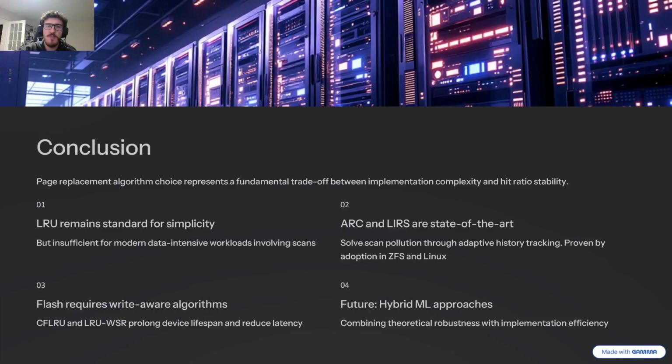So, to wrap up, while LRU is simple, it's not enough for today's data-heavy tasks. Adaptive algorithms like ARC and LIRS are the current state of the art because they handle scans intelligently. In the future, we expect to see more hybrid approaches using machine learning.